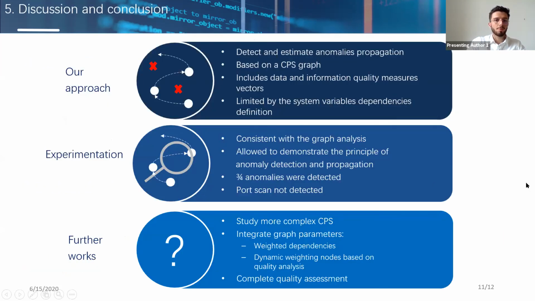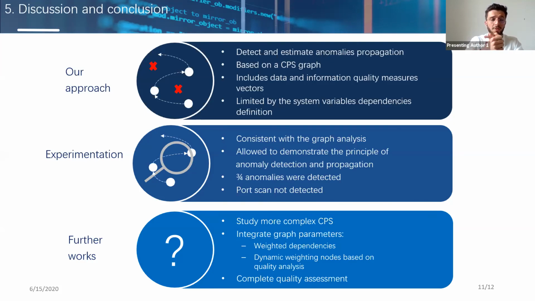And to conclude, the proposed approach is based on the CPS graph model that represents the physical and digital subsystems as nodes. And also a specific layer for systems variables dependencies was added. This third layer also includes a set of data and information quality evaluation measures vectors that enable to detect anomalies and estimate the propagation through the connected nodes. Nevertheless, the system's variables dependencies are limited by their definition.